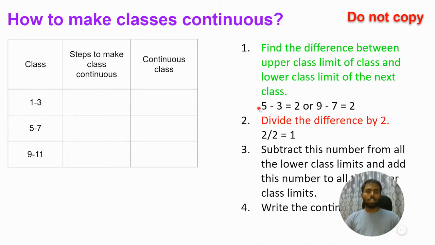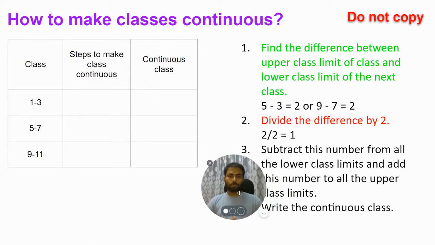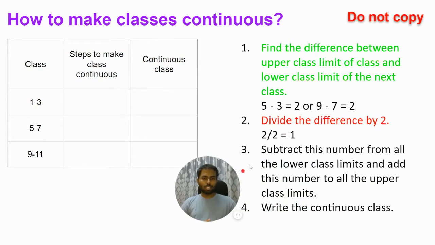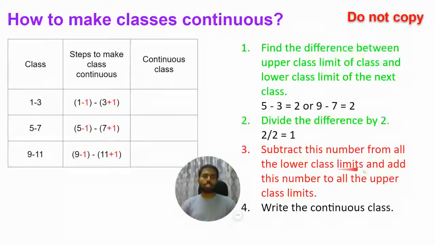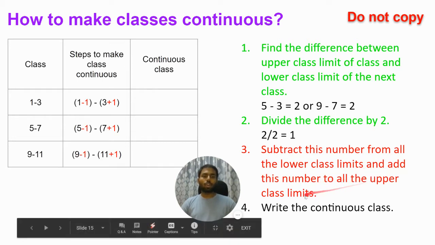नेक्स्ट स्टेप इज डिवाइड द डिफरेंस बाय 2. सो ये जो डिफरेंस मिला है तुम्हें फर्स्ट स्टेप में, उसको 2 से डिवाइड करना है. So difference 2 मिला था, 2 को 2 से डिवाइड करो, the answer is 1. So second step is also done now. Next step is subtract this number from all the lower class limits and add this number to all the upper class limits.